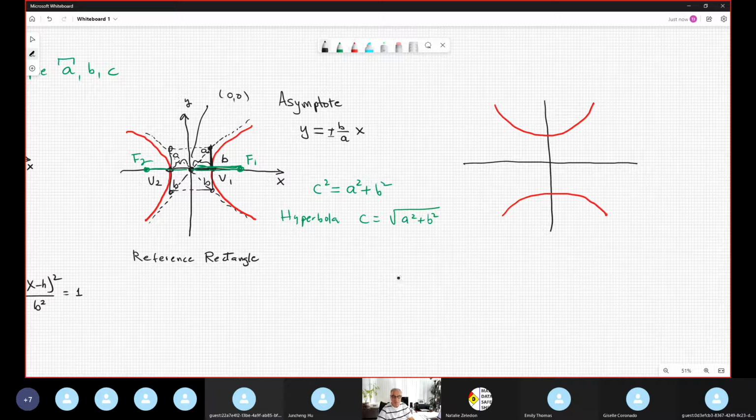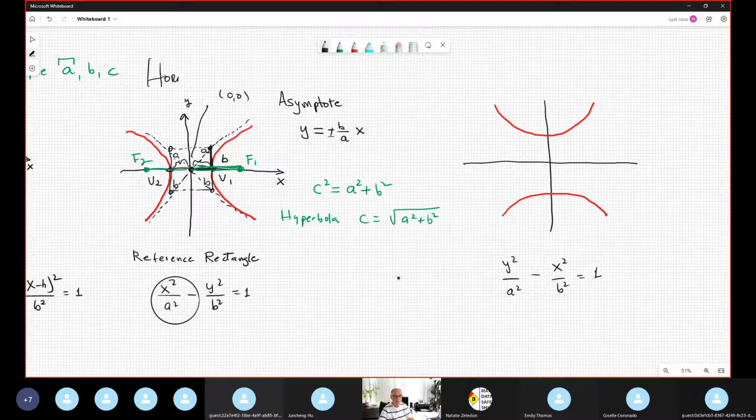Because the formula is y squared over a squared minus x squared over b squared equal. Remember, in the horizontal case it is x squared over a squared minus y squared over b squared equal. And the positive part indicates if it's horizontal or not. It's vertical because the positive part is associated with the y. And similar, we have vertex b1, b2. I call arbitrarily who is b1 and who is b2. And this distance again is a.